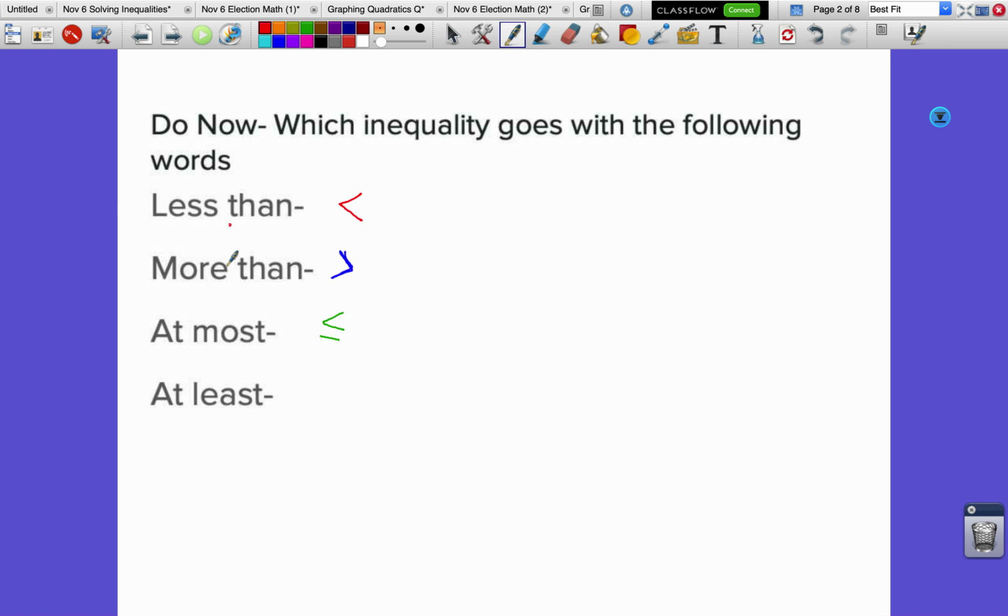All right, then at least, if we think about that one, I want at least 7 grapes. If I get 7, I'm okay, but if I get 8, I'm okay. If I get 9, I'm okay. So any number greater than or equal to 7 in that case. All right, so this is good to keep track of, because this is how we talk about inequalities in our daily life. And I would keep a little copy of that in your notes.